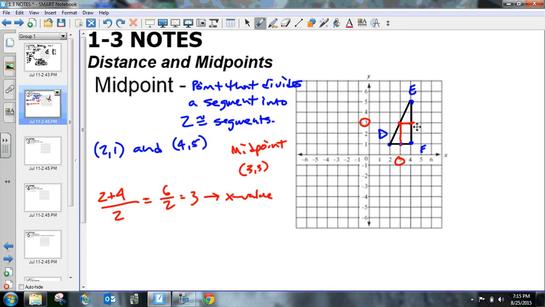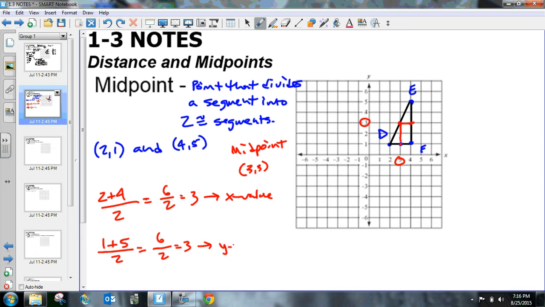Now, let's take a look at 1 and 5. Let's do the same thing for those. If I take 1 plus 5 and divide it by 2, I end up getting the same thing. I get 6 over 2, which is equal to 3. And that's my y value.